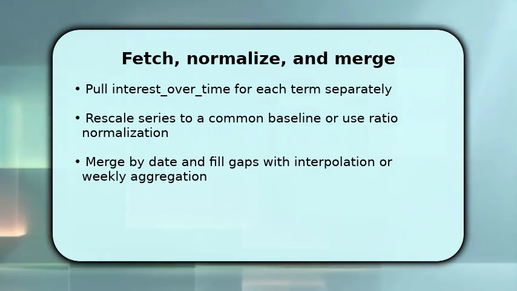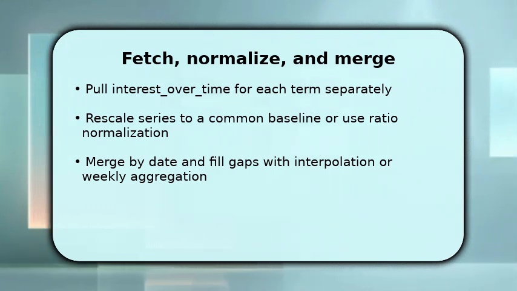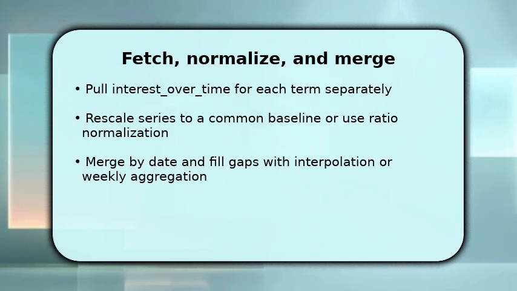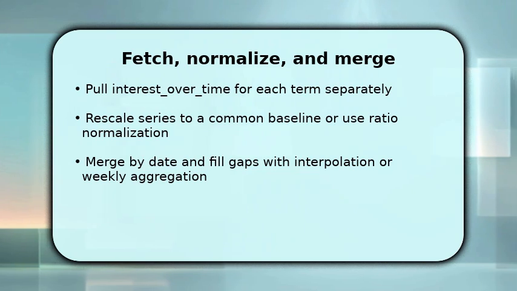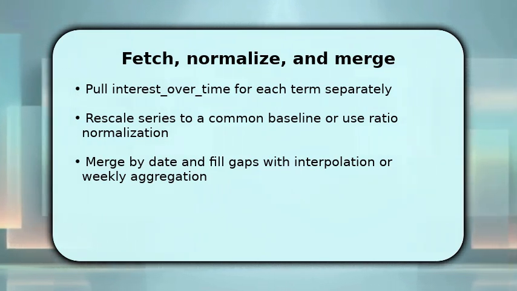For every keyword, request the same time frame and resolution. Then rescale each series either by dividing by its max or by aligning to a reference term to create ratios. Once normalized, merge series on date and handle missing values with interpolation or aggregate to weekly windows. Make sure to document how you normalized, because that explains why numbers are comparable and avoids misleading conclusions.